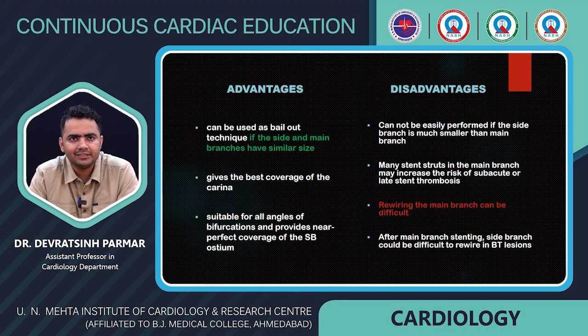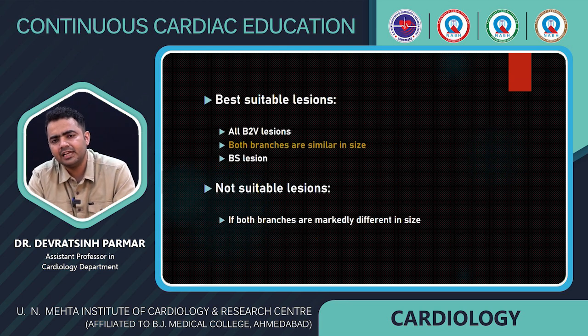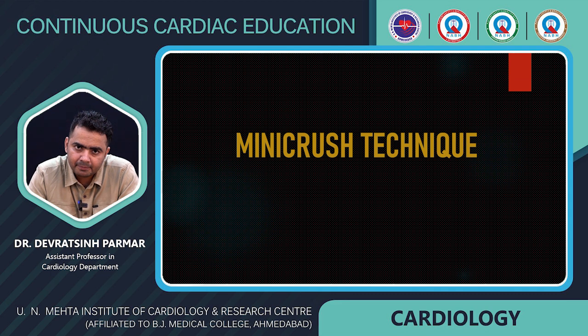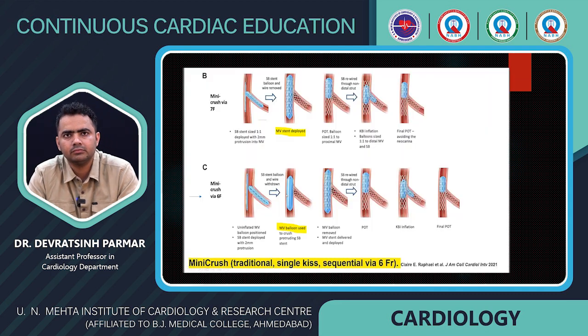So what are the advantages? It can be used as a bailout technique if the side and main branch are of similar size. It gives the best coverage of your carina, is suitable for all angles of your bifurcation, and provides the best coverage of your side branch ostium. The disadvantage is that rewiring the side branch is sometimes very difficult. It is best suited for when your main and side branch are both of similar size.